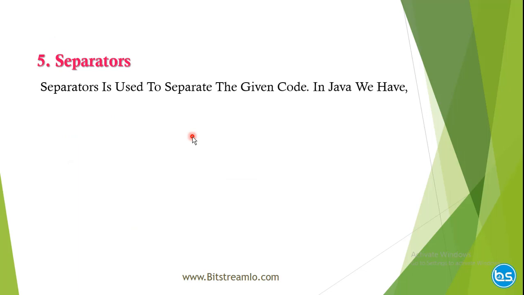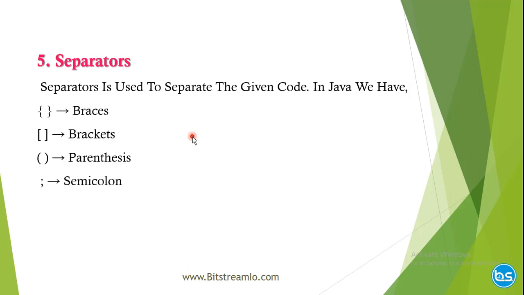separators. Separators are used to separate the given code in the Java program. So these are the separators which we have. We have brackets, these are curly brackets, and this one is array brackets which we will be using, and these are the parentheses which you will be using for an argument, semicolon for every end of the line, and this is a comma.